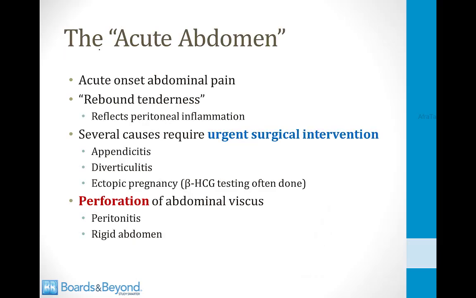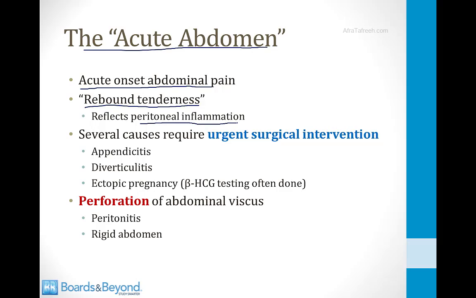Let me pause here and mention a term that you will hear often on your surgical rotations, and that term is called the acute abdomen. Patients are said to have an acute abdomen when they have the acute onset of abdominal pain associated with rebound tenderness. Rebound tenderness is tenderness you elicit on physical exam by pressing on the abdomen and then letting go. When you let go, the abdomen rebounds to its normal position, and if that causes exquisite pain for the patient, that patient is said to have rebound tenderness, and this reflects peritoneal inflammation.